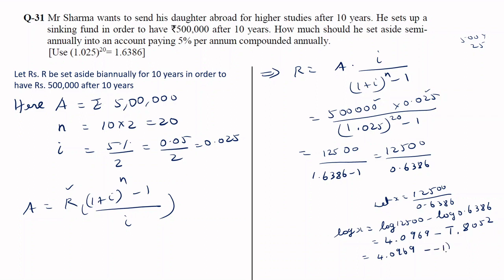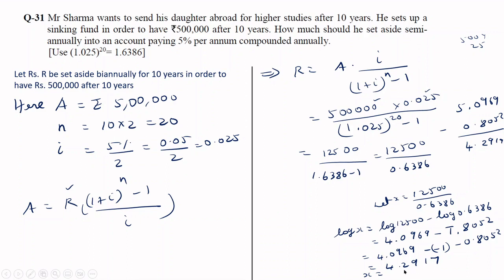Now to subtract this, it is 4.0969 minus of minus 1 then minus 0.8052. So here minus of minus 1 is plus 1. Here 4.0969 plus 1 is 5. So we have to do 5.0969 minus 0.8052. So this we can subtract, 4.2917. So x will be anti-log of this.